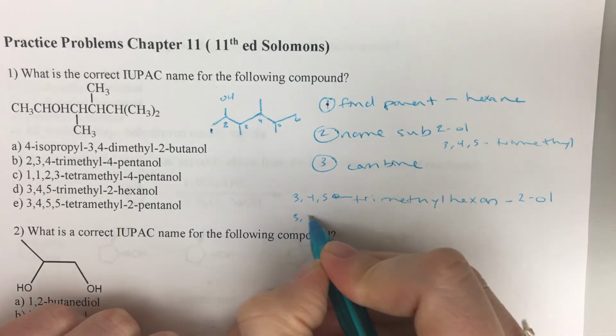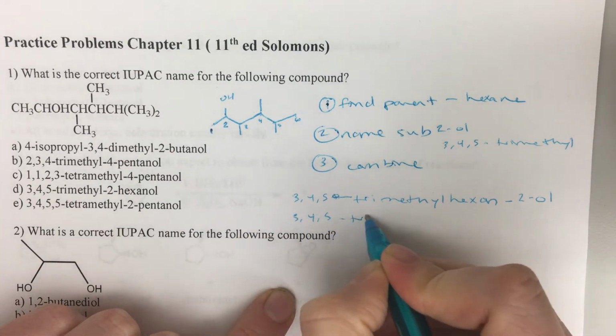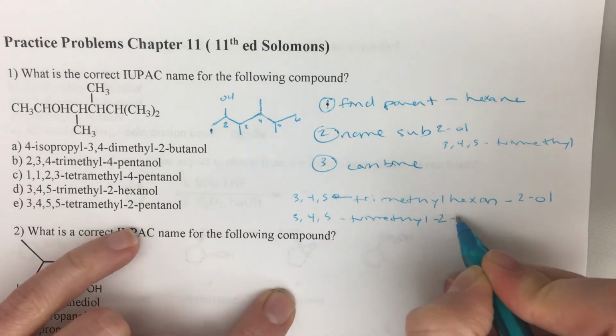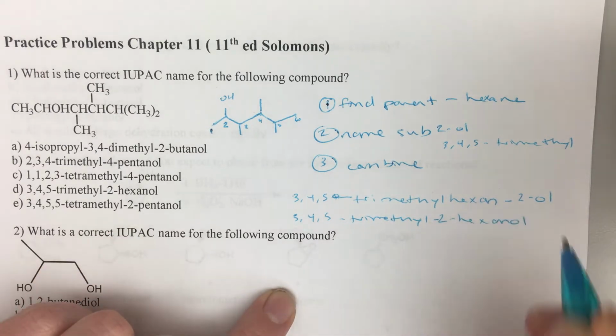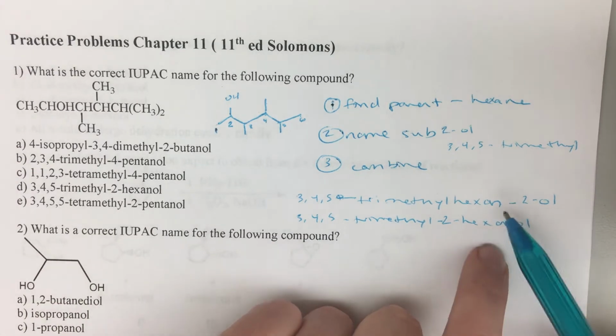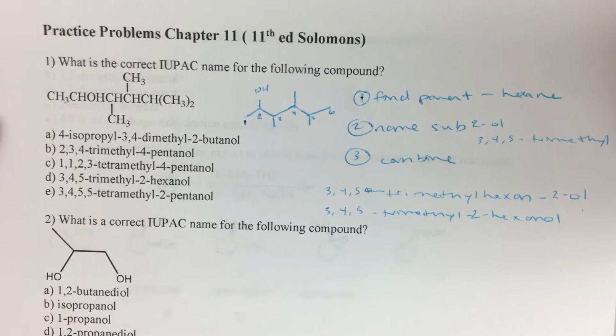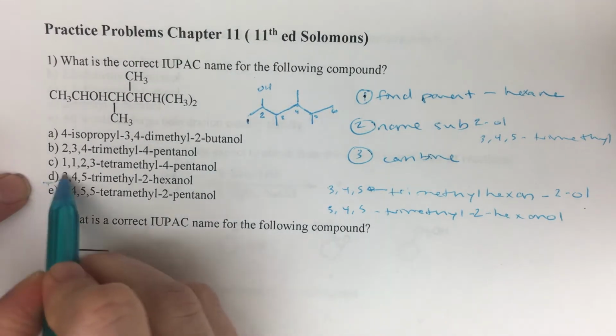Alternatively, you could do 3, 4, 5, trimethyl 2-hexanol. This is a little bit more specific. It puts the 2 right before the suffix, but either one of these is technically correct, so that means your right answer here would be answer choice D.